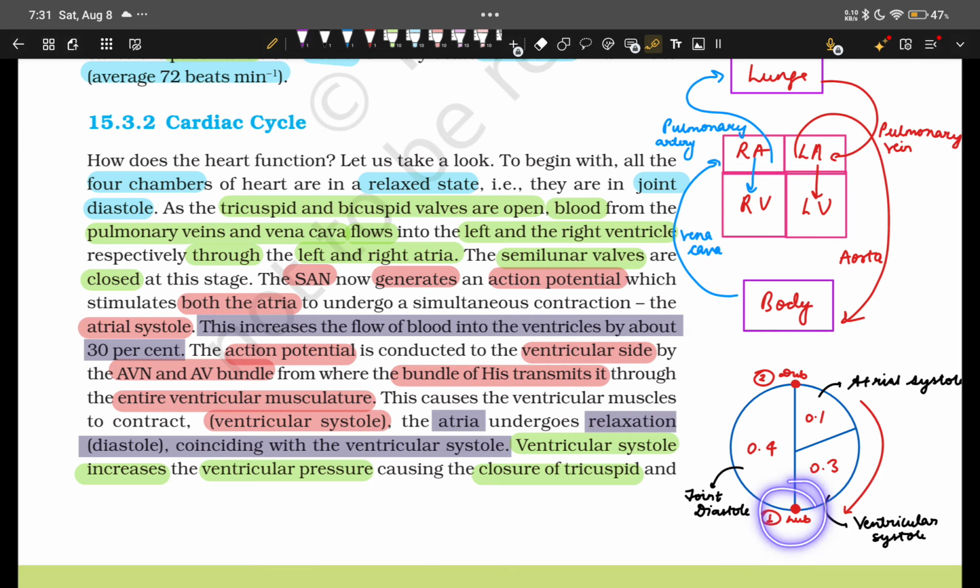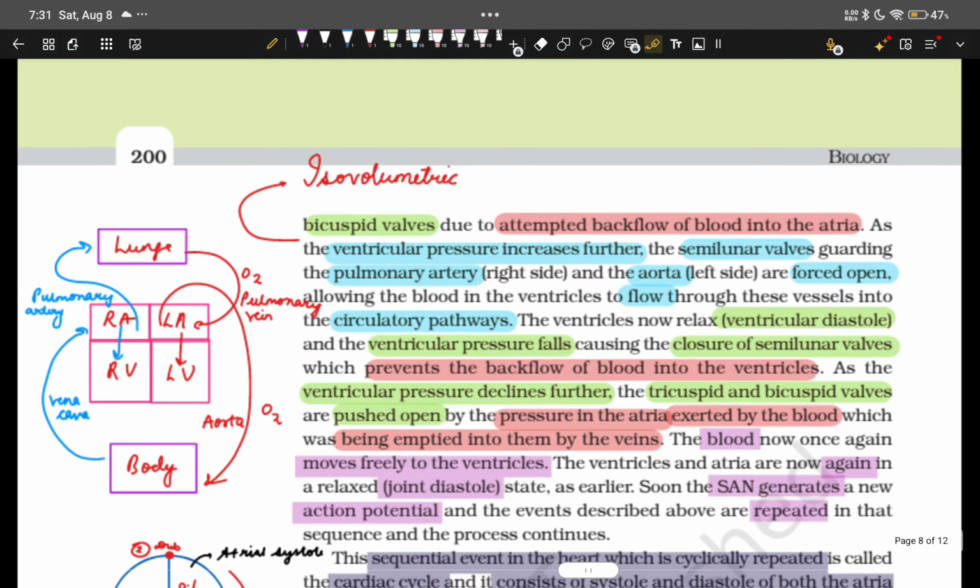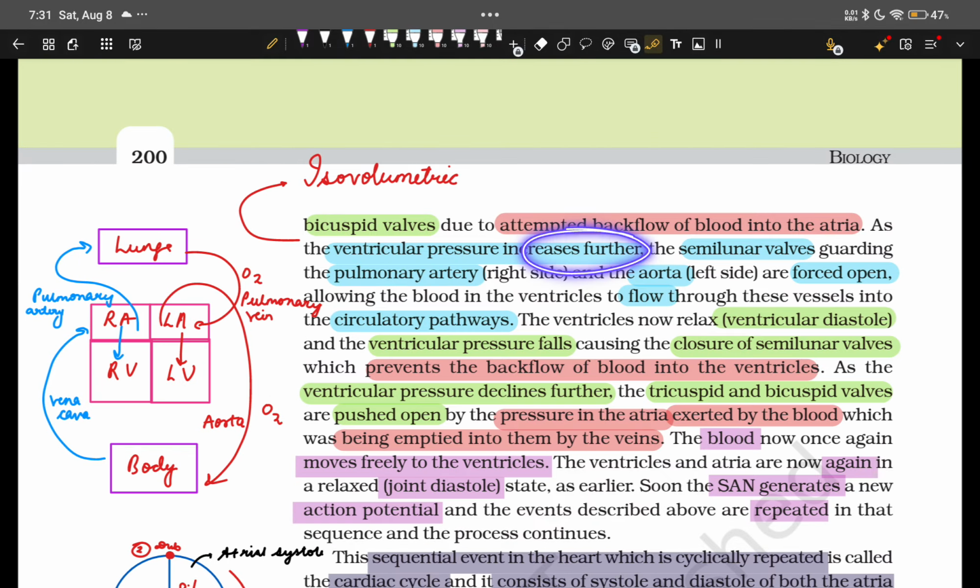But one more thing happens: because more and more pressure builds up, the semilunar valves are pushed open. The semilunar valves guarding the pulmonary artery and aorta are forced open, so blood starts moving into the circulatory pathways. So when the pressure is increasing, the tricuspid and bicuspid valves are closed, the semilunar valves are open, and blood starts flowing into these two circulatory pathways.